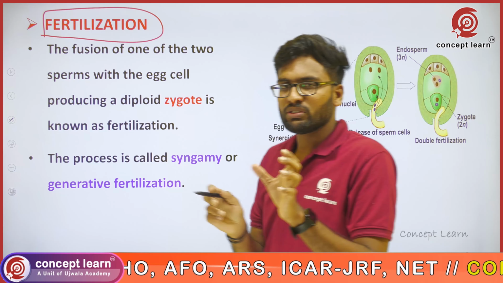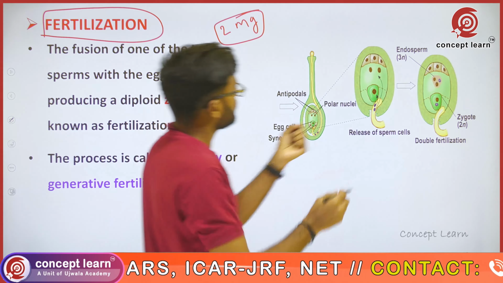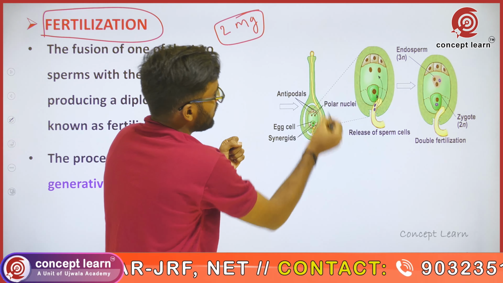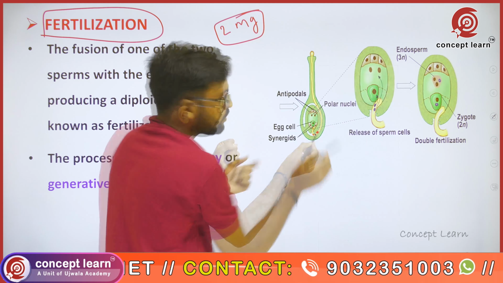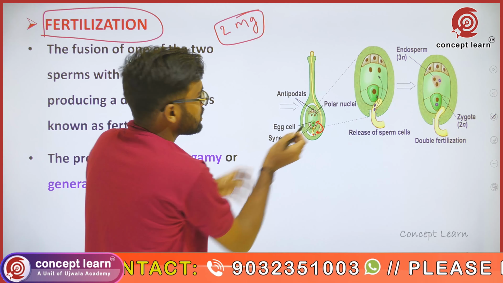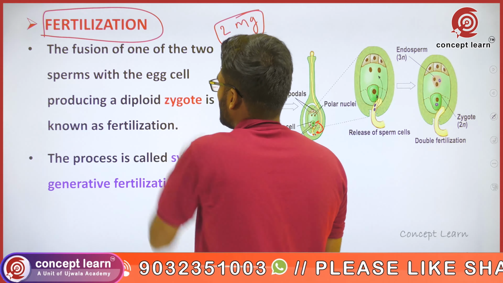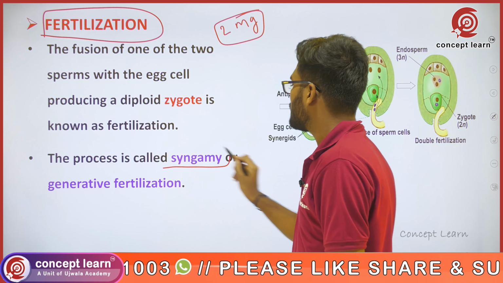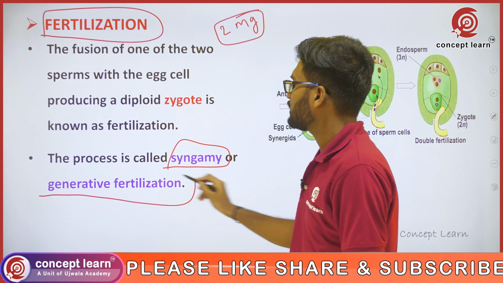So we have seen there are two male gametes. See here, this is the pollen tube. This pollen tube consists of two male gametes. One male gamete fuses with the egg cell and forms the zygote. That process is known as syngamy or generative fertilization.